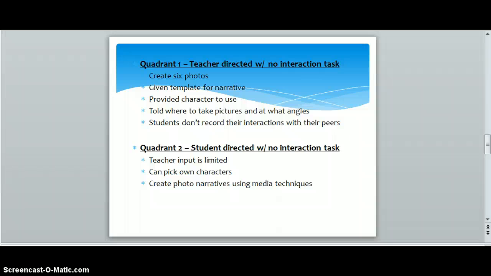Quadrant 2 is student-directed with no interaction task. So the teacher input is limited. Students are able to choose their own characters and create photo narratives using media techniques. However, there still is no interaction, so students just do their own work and move on.